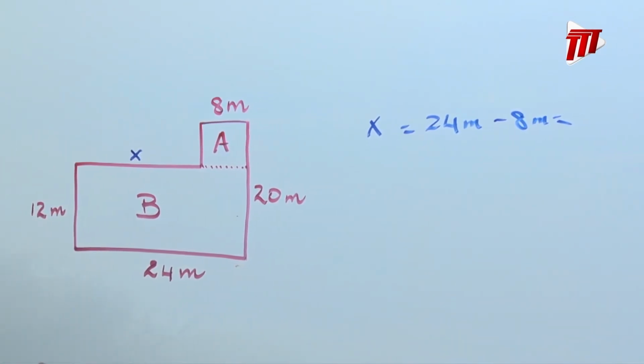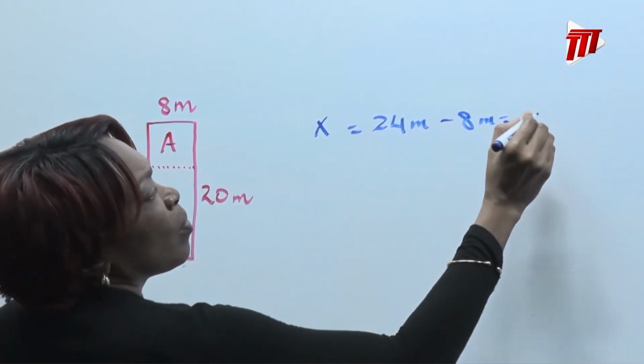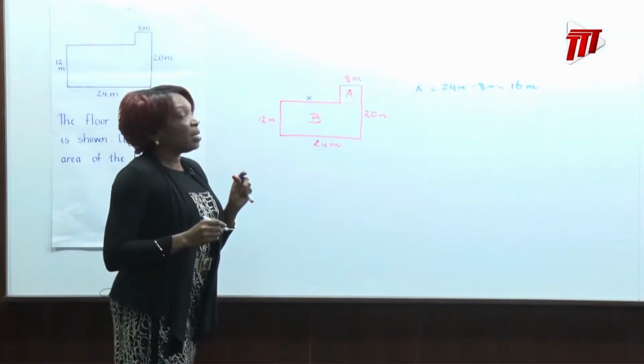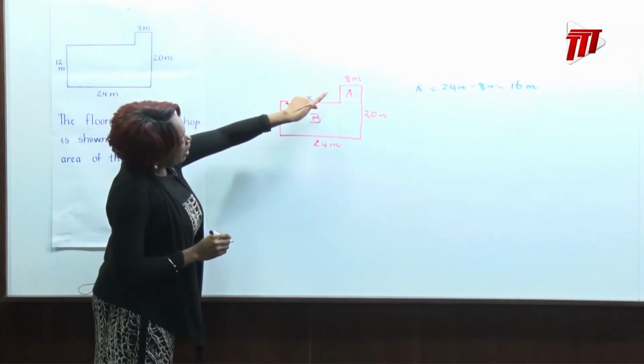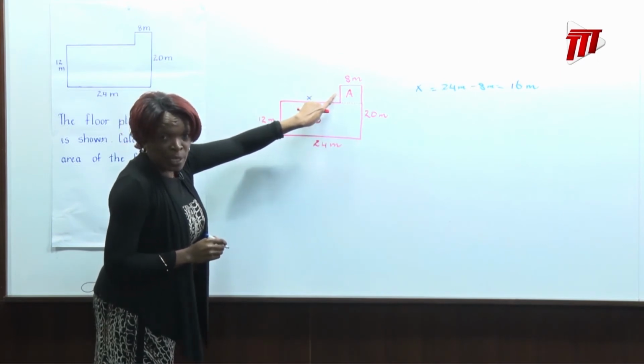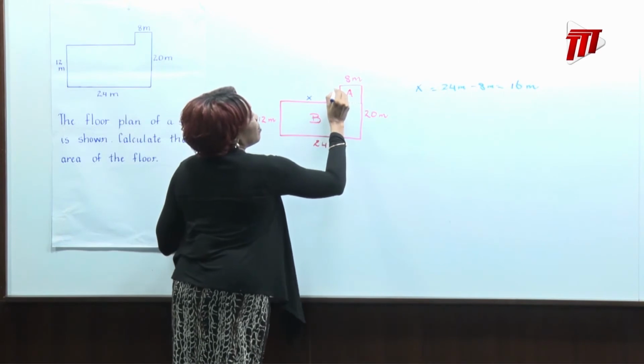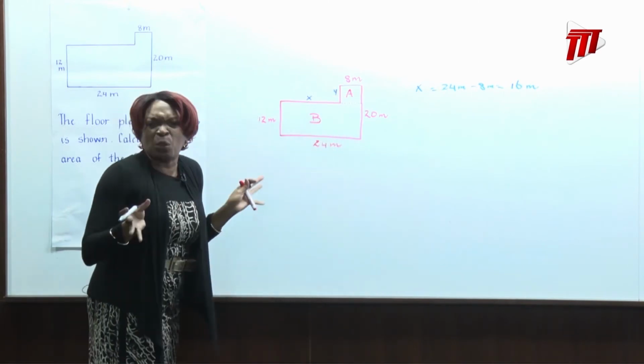And what are we going to get when we take away? We are going to get 16 meters. So x is equal to 16 meters. Then we have the little vertical part here. Are you seeing that, boys and girls? We have to find that too. So let's say that is y. It's an unknown. You could use any letter you want, but I'm just using y.